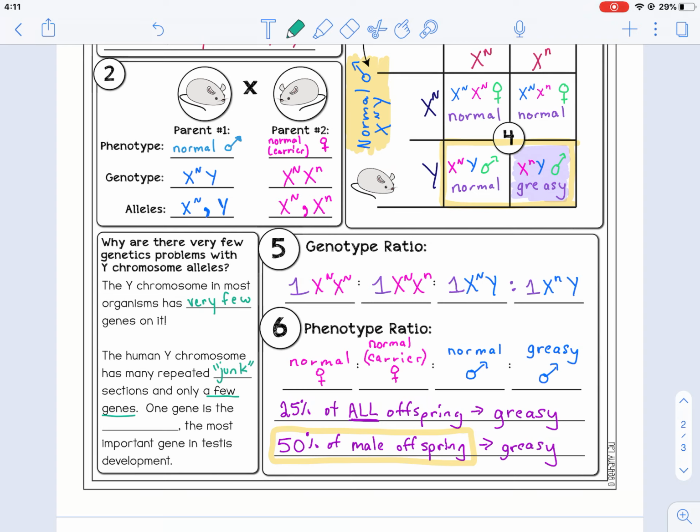One of the genes is the SRY gene. And that's the most important gene in testes development. So it makes sense that that gene would be located on the Y chromosome because it would only be necessary for biological males to have that gene.